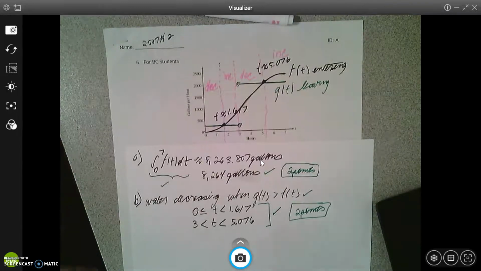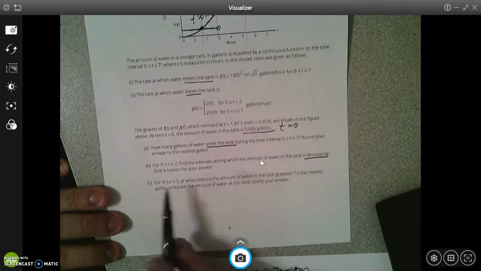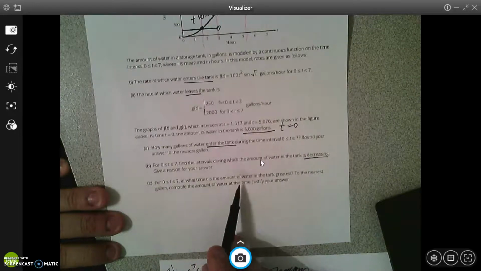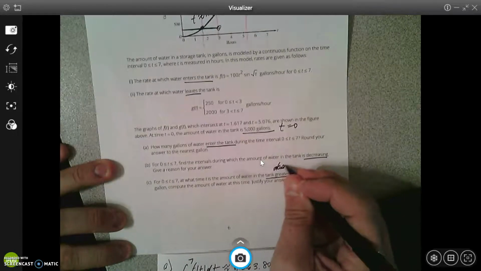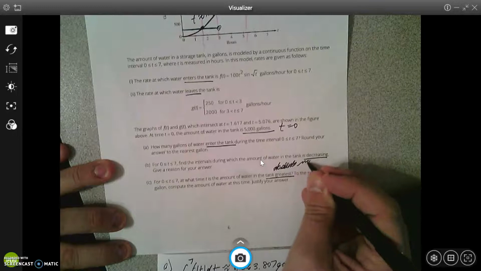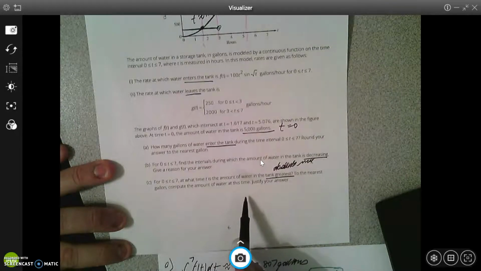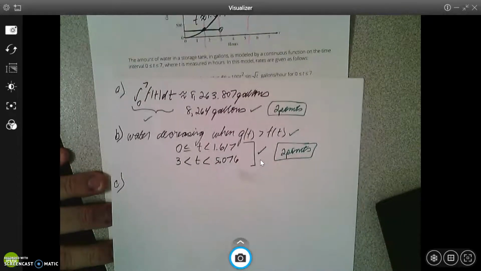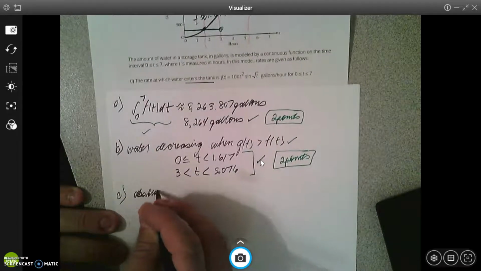Now brace yourself for part C. Part C. Let's read the question. For the time interval 0 less than or equal to t less than or equal to 7, at what time is the amount of water in the tank greatest? That's right. Absolute max. To the nearest gallon, compute the amount of water at this time. All right, let's try this. Hopefully I can get this done before the 15 minutes is up. I want an absolute max.